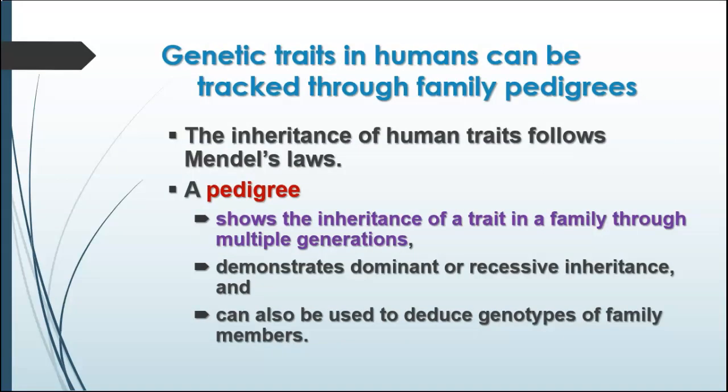So we can track traits in families through family pedigrees. A pedigree shows the inheritance of a trait in a family through multiple generations, and it demonstrates dominant or recessive inheritance. You can also use it to help figure out the genotype of various family members.